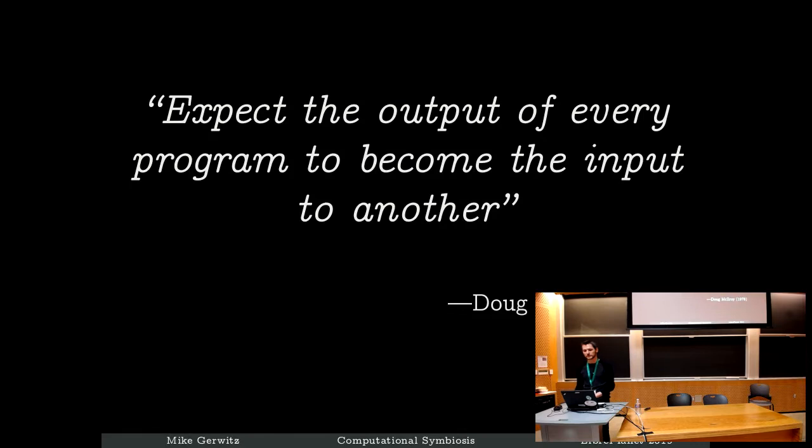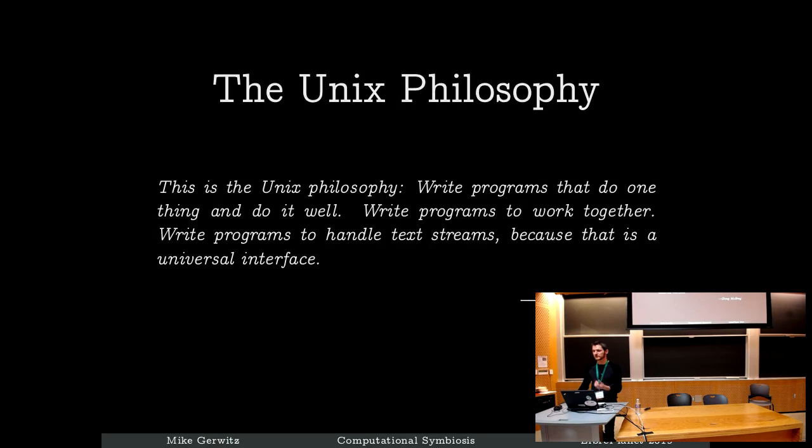Doug McIlroy is credited for the Unix pipe, and as part of the Unix philosophy, he described it as: expect the output of every program to become the input to another. And we can summarize the Unix philosophy as: write programs that do one thing and do it well, write programs that work together, write programs that handle text streams because that is a universal interface.